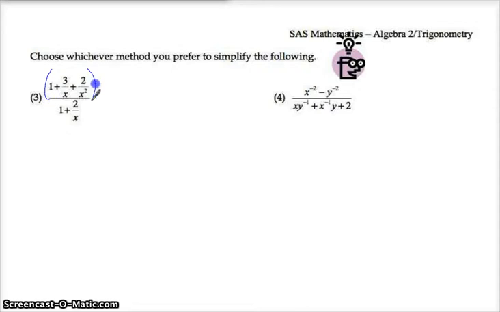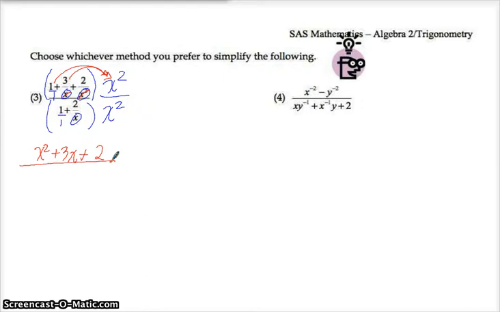Okay, looking at question number 3. I see an x squared, I see an x, I see this 1. So I know my least common denominator, or least common multiple, is x squared. So I'm going to multiply the numerator and denominator by x squared over x squared. And now I'm going to distribute. 1 times x squared is x squared. 3 over x times x squared, well, this is going to cancel and I end up with 3x. Plus, this is going to cancel into here, so I get just plus 2.